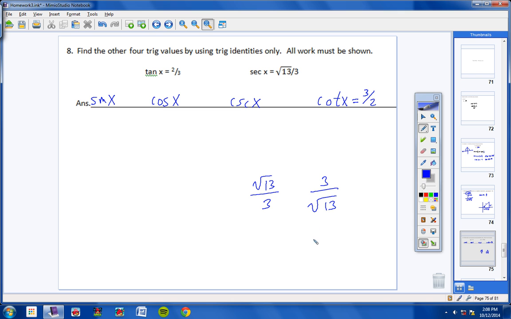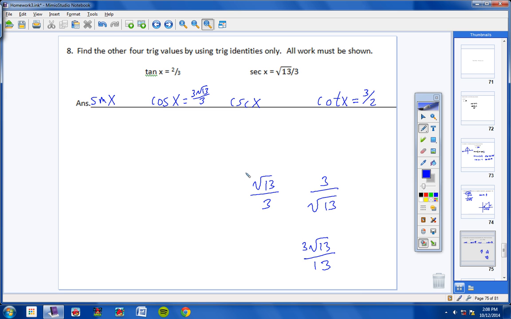If you rationalize the top and the bottom, you will get 3 square root of 13 over 13. You cannot reduce that, so there we go. Now we know what the reciprocal of secant is, which is cosine: 3 square root of 13 over 13.